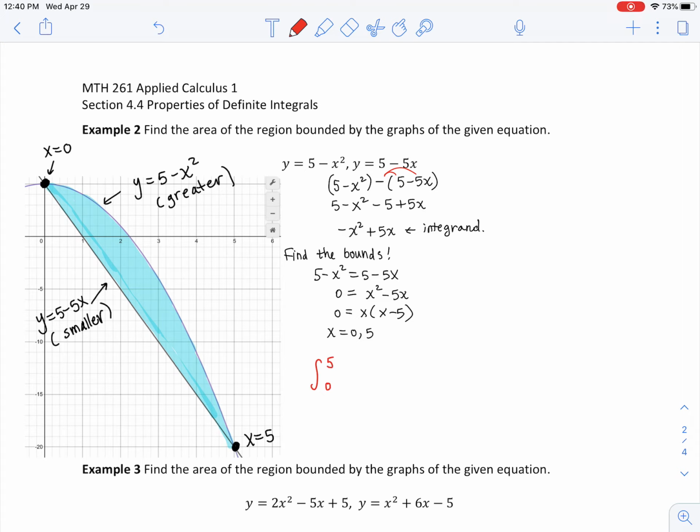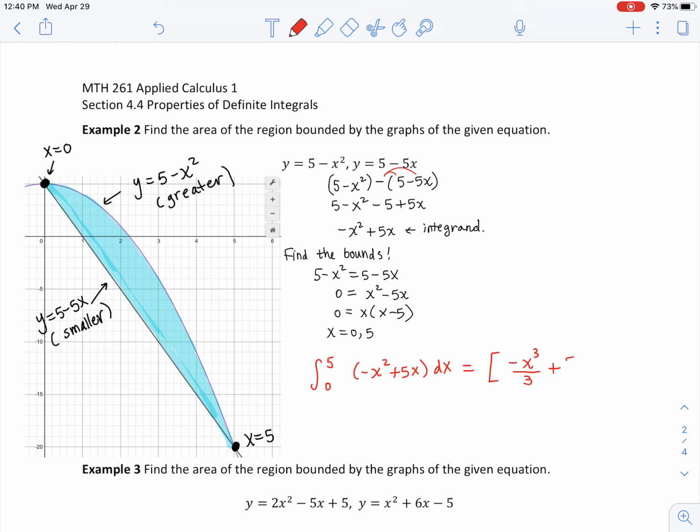So we're ready to set up a definite integral. Ready? So the definite integral will be from 0 to 5. These are our boundaries. And our integrand is negative x squared plus 5x, and the variable of integration is x. All right, let's go ahead and evaluate this.